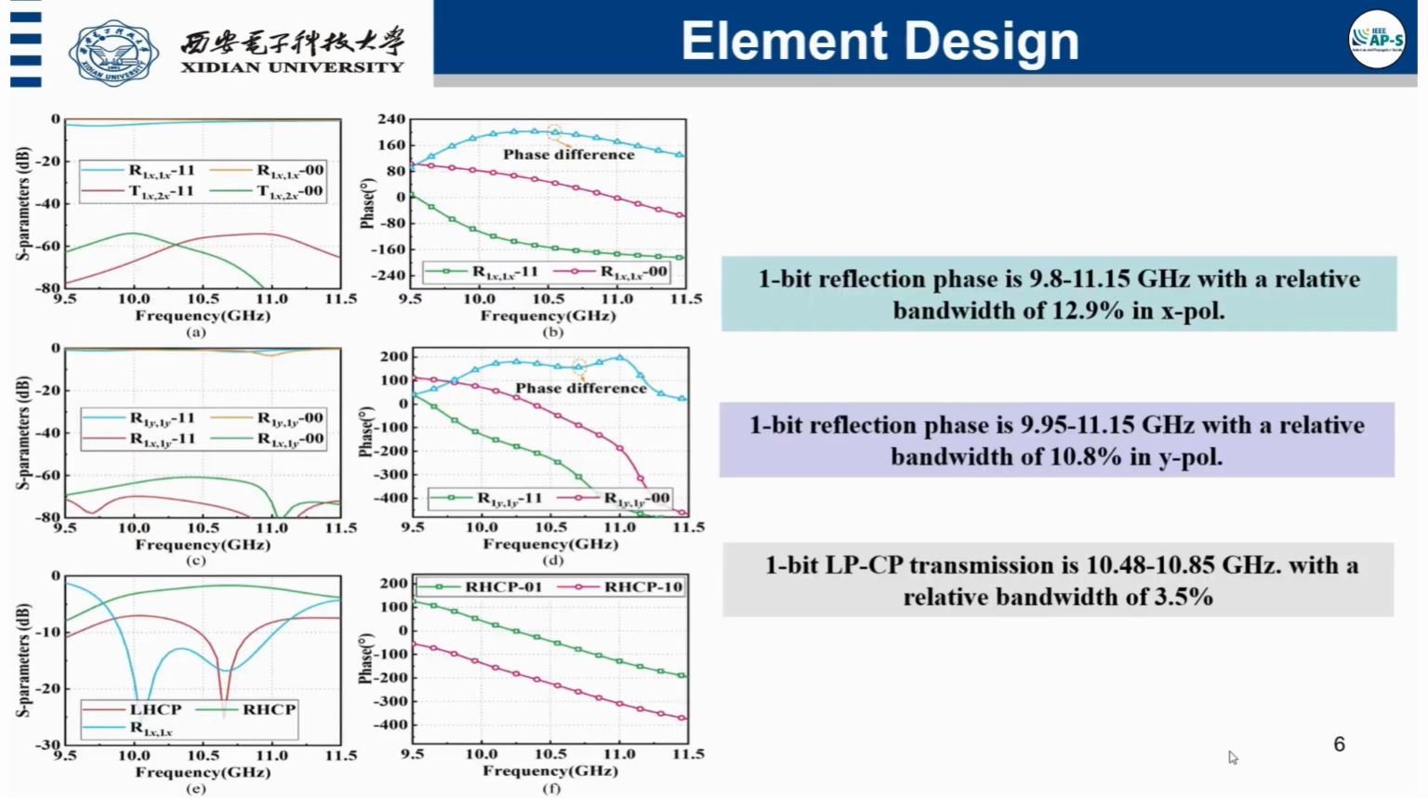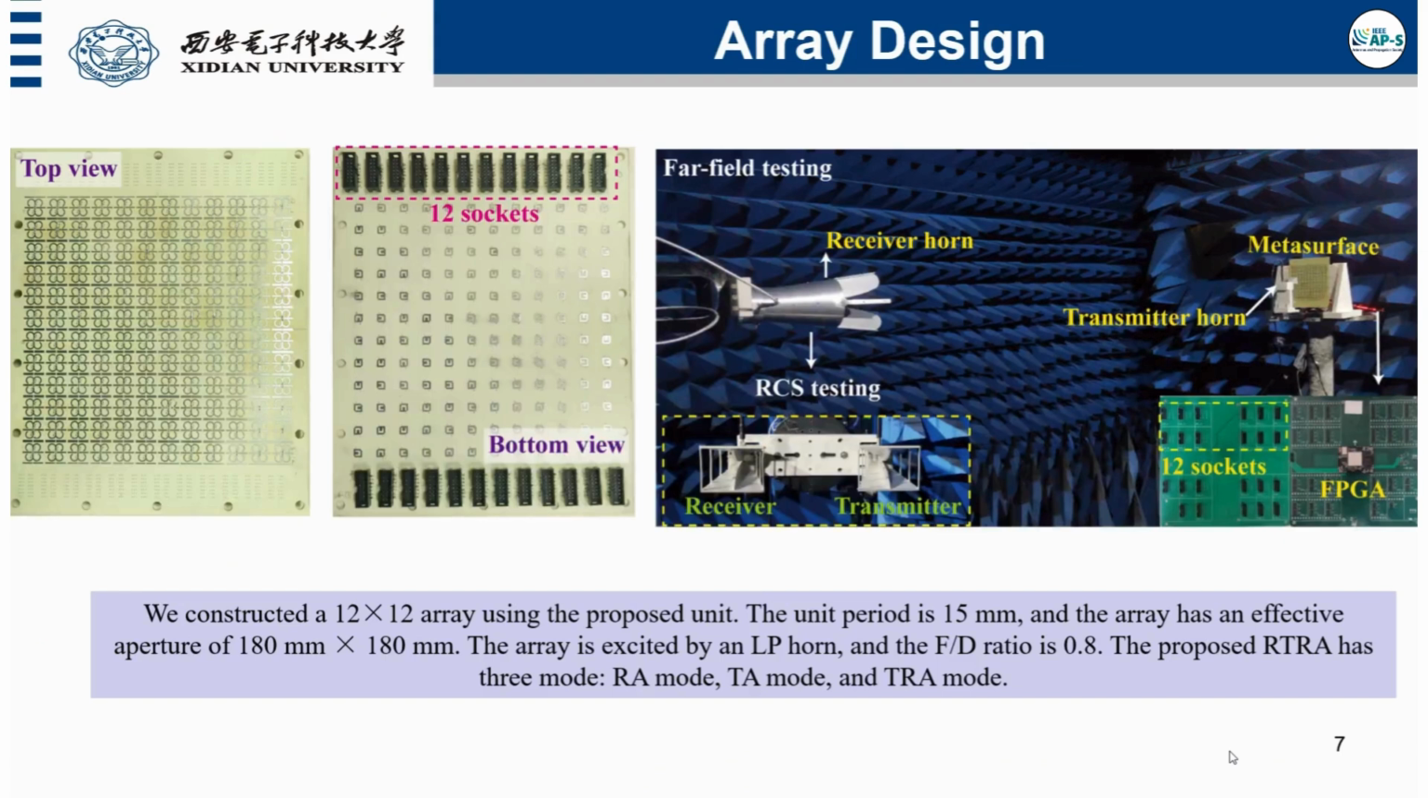1-bit reflection phase bandwidth is 10.8% in Y-pole. 1-bit reflection phase bandwidth is 12.9% in X-pole. 1-bit LPCP transmission phase bandwidth is 3.5%. We've constructed a 12 by 12 array with a unit period of 15 millimeters. This array is excited by an LP horn and operates with an F/D ratio of 0.8.